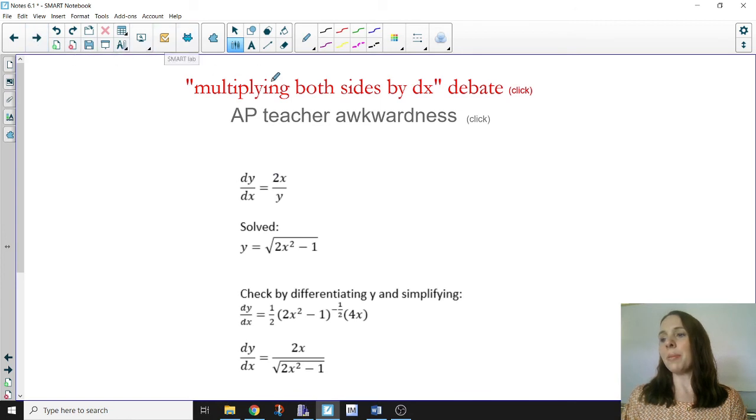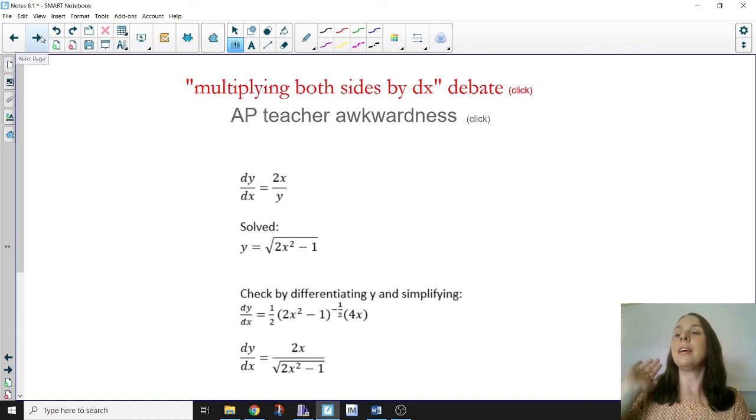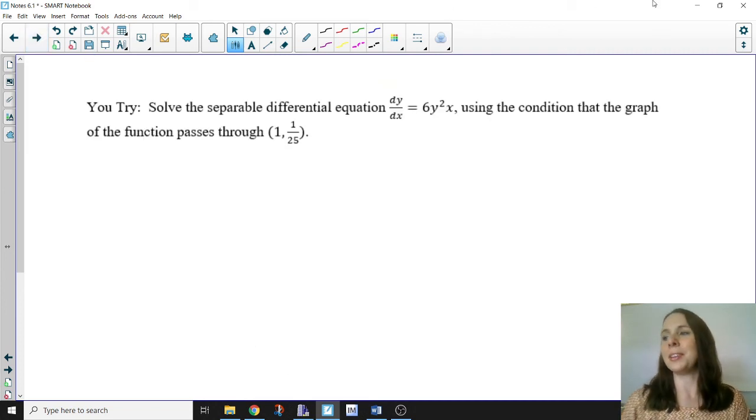Oh, okay. So I'll talk about this when we get into class. You know, when we say multiplying by dx on both sides, it's a little awkward because technically you're not multiplying, but it works. But that's something that we'll talk about in class. That kind of surprised me that that was in here. Okay.